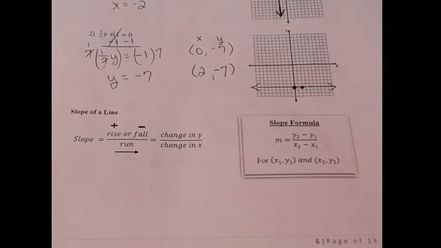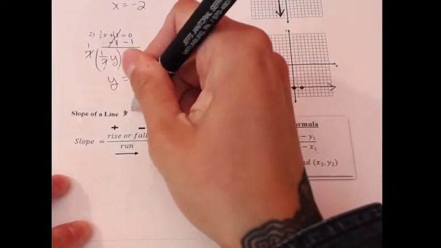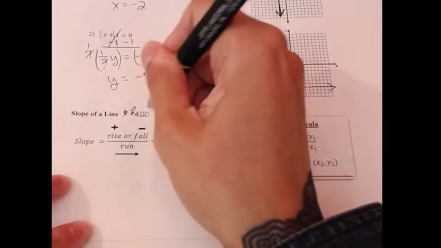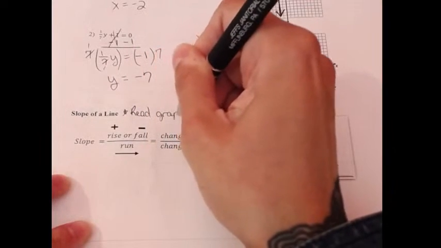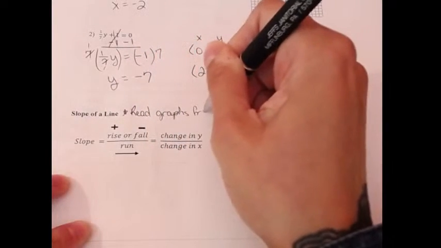Next, I want to talk to you about the slope of a line. So first off, when you think of slope, I want you to think rise over run or fall over run. Now remember that when you read a graph, and I'm going to make a note here, we read graphs from left to right.